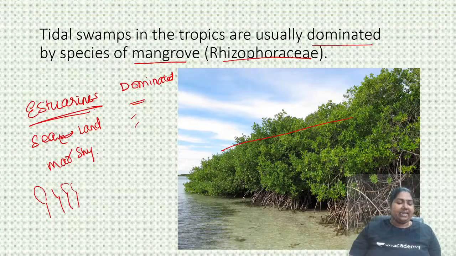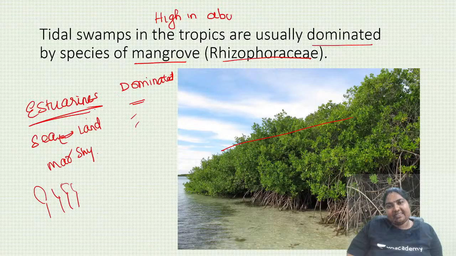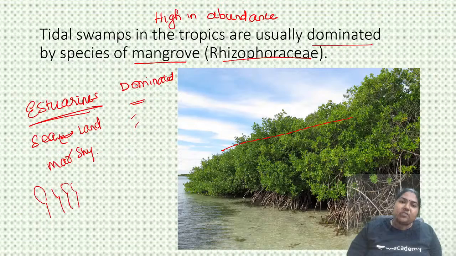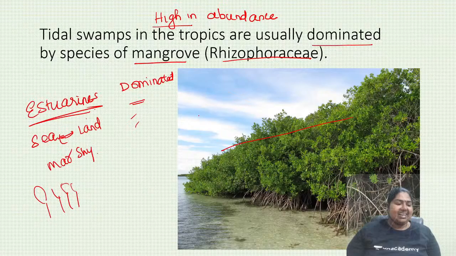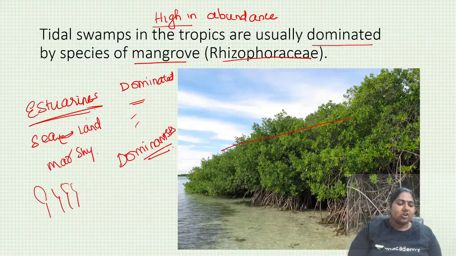So how is the abundance? It is high in abundance. If it is a keystone species, it is going to be low in abundance, right? But this fellow is going to be high in abundance. Got it? Yes? Correct. So these are all high in abundance. This is what is called the dominant species.